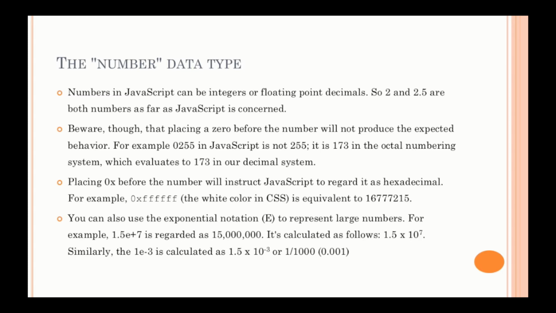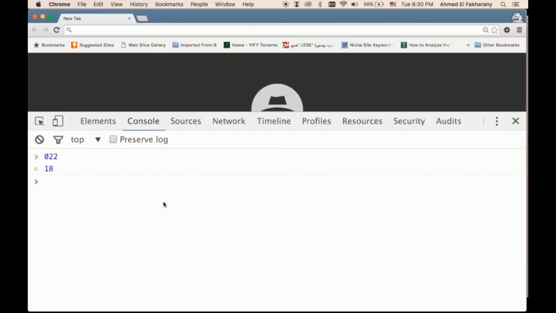So if you want JavaScript to treat the combination of characters as a hexadecimal number, you will have to start the whole number with 0 followed by the letter x. For example, if I type 0, x, 1, 2, 3, 4, 5, 6, as you can see here, this hexadecimal number is transformed to this huge number, about 16 million something. This is the decimal representation of this hexadecimal number.